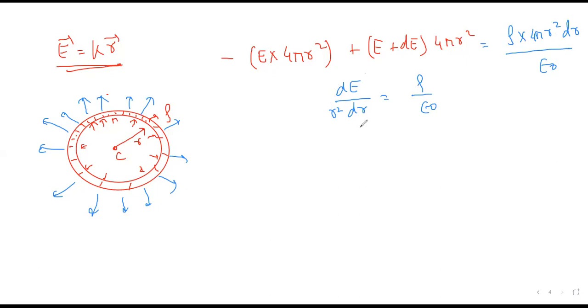ठीक है, देखो क्या आंसर आ रहा है. तो r square क्यों होगा, तो नहीं, वो तो कैंसिल ऑफ हो गया सर. Yeah, dE by dr is rho by epsilon. Electric field at E into 4 pi r squared is rho into 4 pi r squared dr.